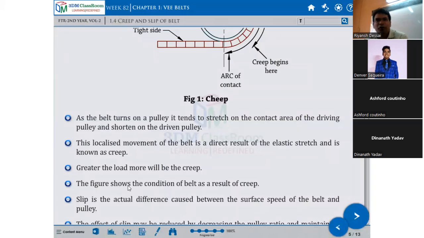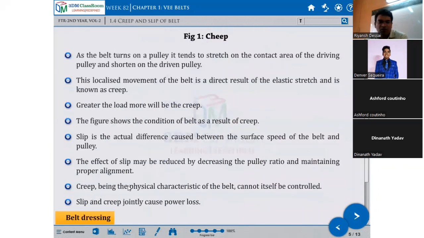So it's overloaded. In any machine, if the hopper is overloaded, then this type of problem happens. The figure shows the condition of the belt as a result of slip. The slip is the actual difference caused between the surface speed of the belt and the pulley.